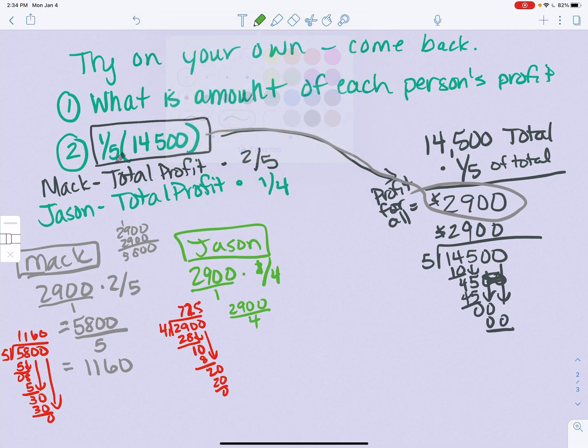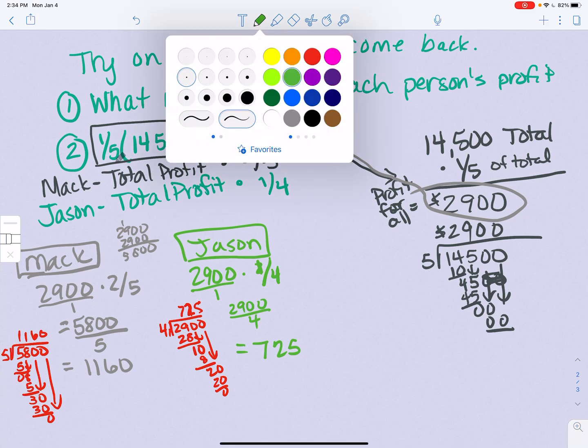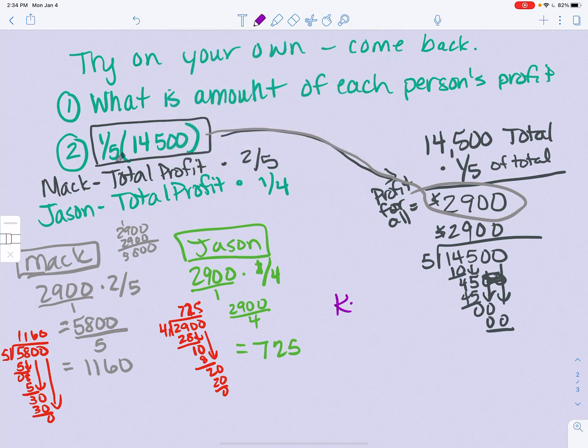So the part that Jason gets is 1160. Nope, did that wrong. Sorry. He only gets $725. All right, so let's go back to our problem and read about Curie. Gets what's left.